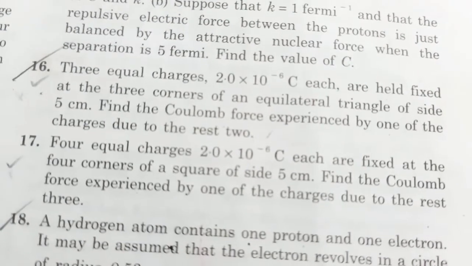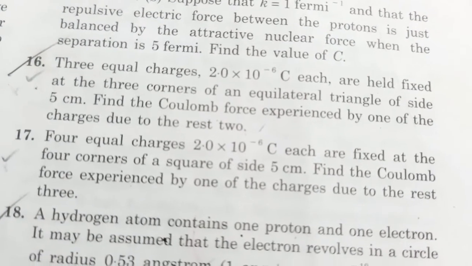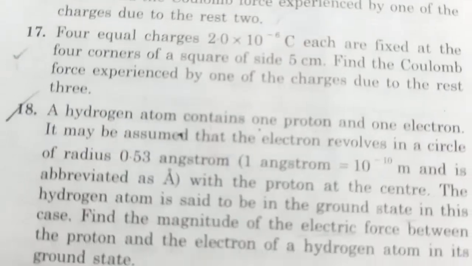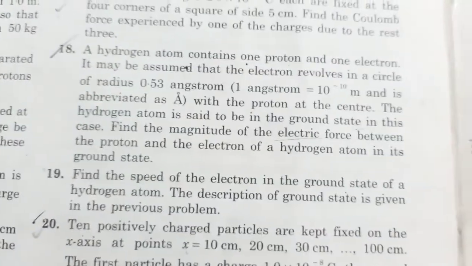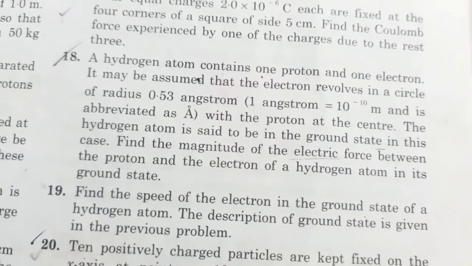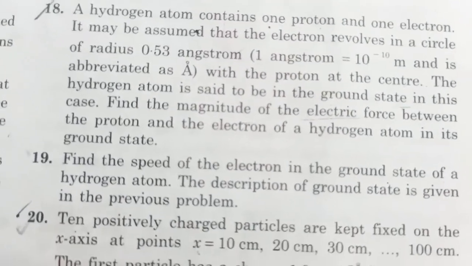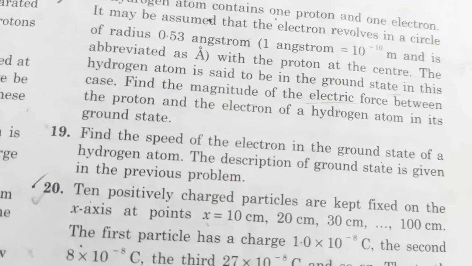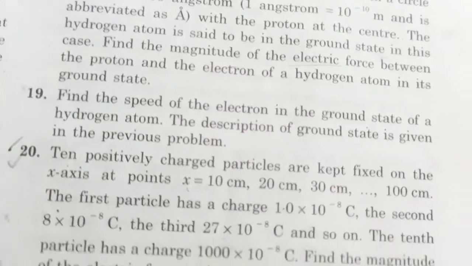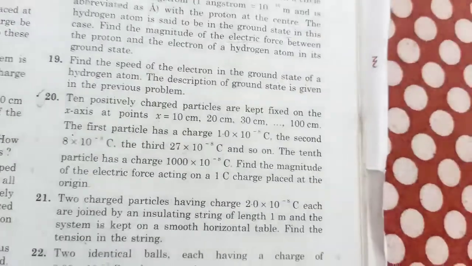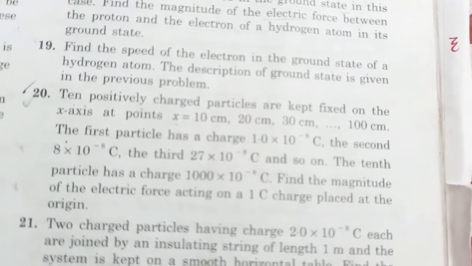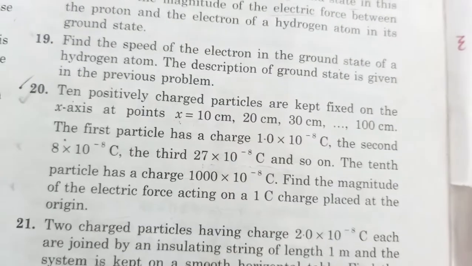Here the difference is that the first one is a triangle and the second one is a square. Question 18 is a simple question, applying Coulomb's attractive force, F equals kq1q2 by r square, and question 19 is based on the centripetal force. Number 20 is a little bit tricky.